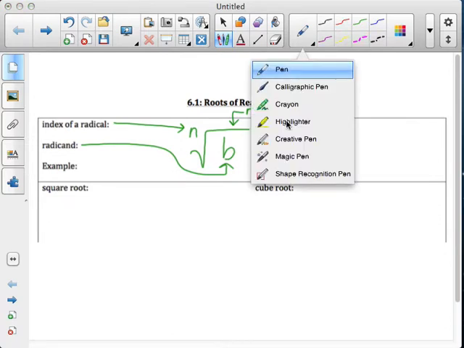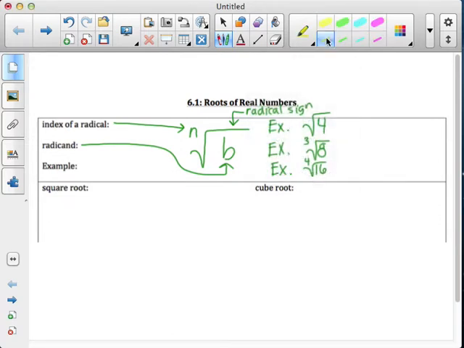So you guys know I like to color code. So here's your index. In this case, there's your index. When nothing's there, it's a 2. Here's your index of a 3. Here's your index of a 4. Your radicand is the quantity under the radical. So in this case, it's a 4. In this case, it's an 8. In this case, it's a 16. And those are some examples.